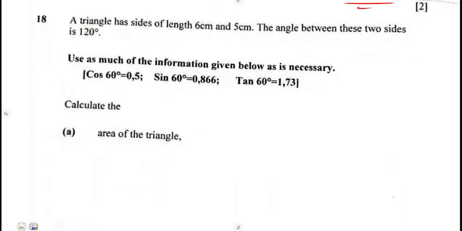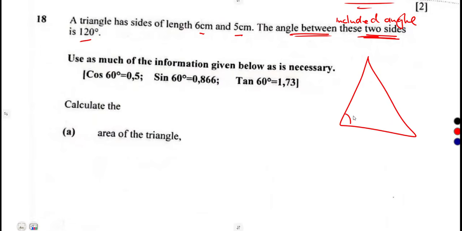Number 18, we're given this triangle which has sides of length 6 and 5 centimeters. There's an angle between the two sides, the included angle, the angle found in between two sides of a triangle, being 120 degrees. So there are two sides that you're given, one here and another one, so we can say 6 centimeters and another one 5 centimeters. That is what you're given. Use as much of this information given below as is necessary.